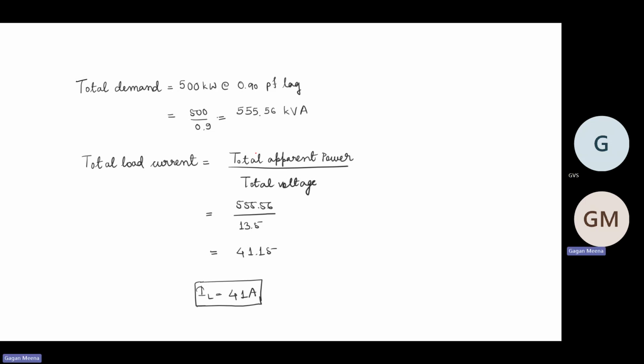So first of all, get the apparent power. Active power is given. So P is S cos phi. Cos phi is known, so we can find S as P by cos phi. S is the magnitude of complex power, which is apparent power, which is V into I. So I you can calculate by this, and we'll get current.